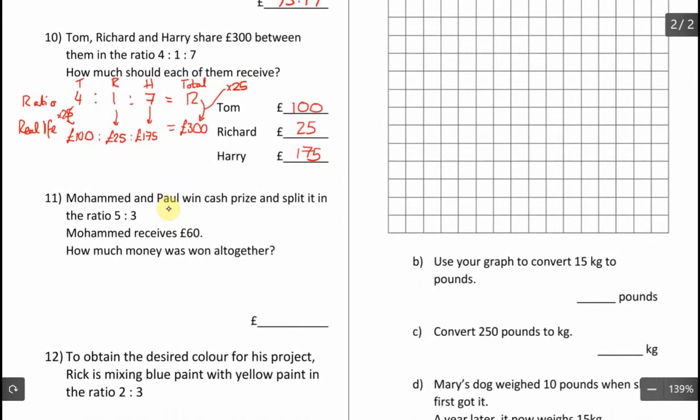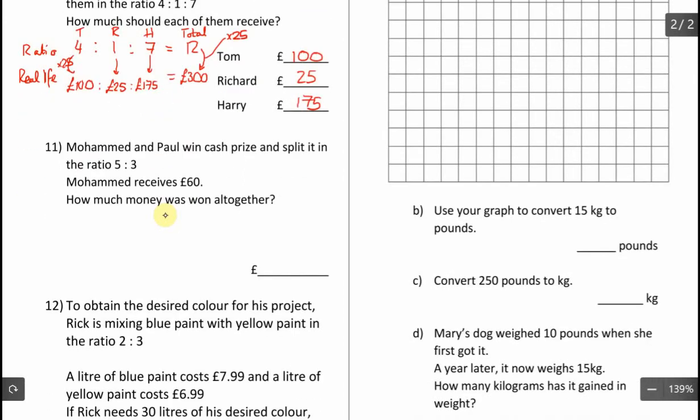Okay, Mohammed and Paul win a cash prize and split it in the ratio 5 to 3. Mohammed receives £60. So again, I'm going to use the same method. So 5, that's Mohammed, 3 for Paul, and in total £60. Now this time, in total that's 8 parts.